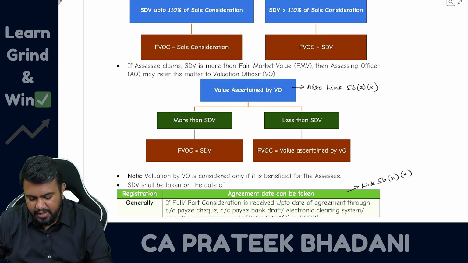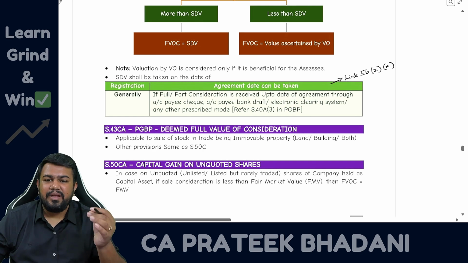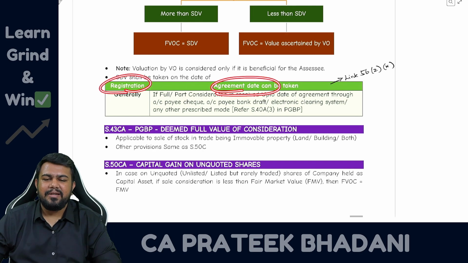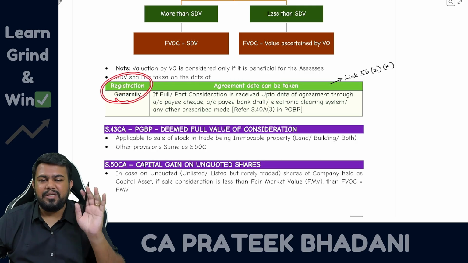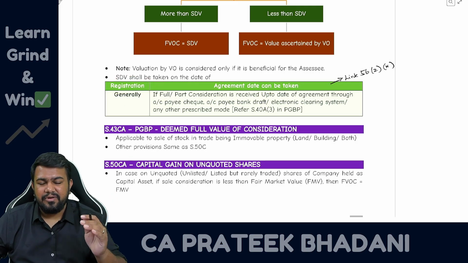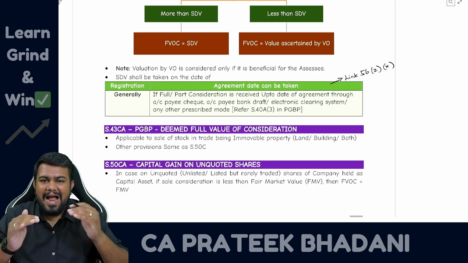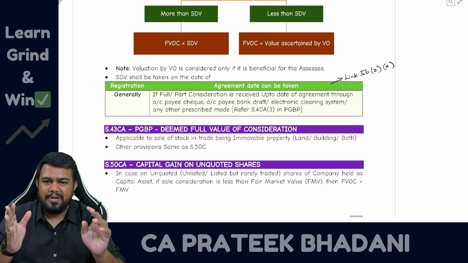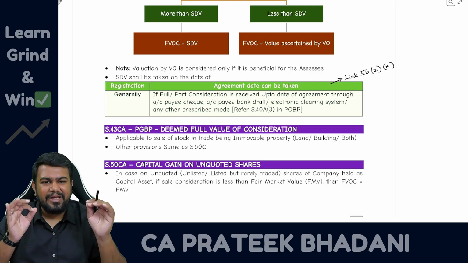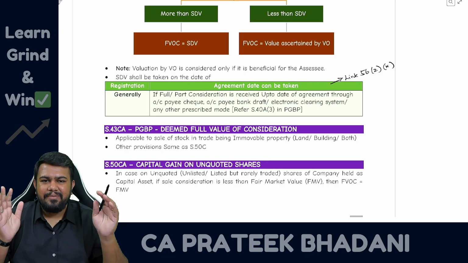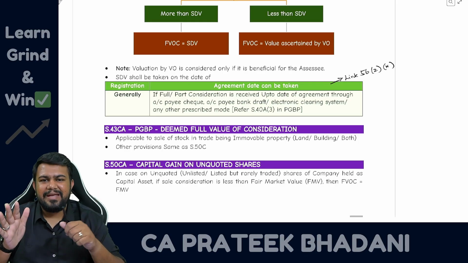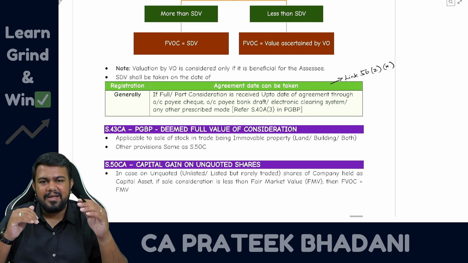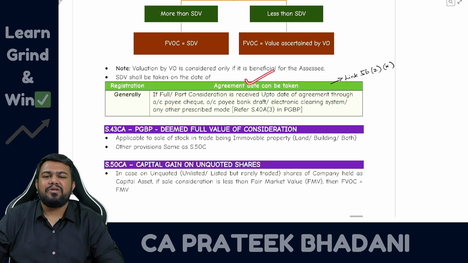Now, on which date do we have to take the stamp duty value? Should we take it on registration date or on agreement date? Generally you have to take the registration date only. However, if the agreement was done before and if, on or before the date of agreement, any amount has been paid through prescribed modes of payment, that is account payee cheque, account payee bank draft, electronic clearing system or any other prescribed mode like credit card, debit card, net banking, UPI, NEFT, RTGS, Bhim Aadhaar Pay, all those modes, then you can take agreement date stamp duty value also.